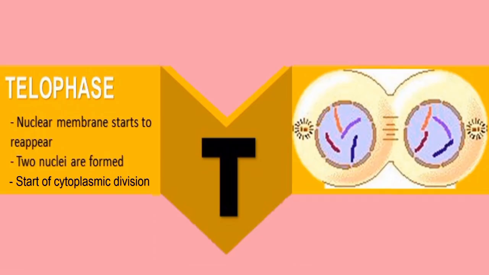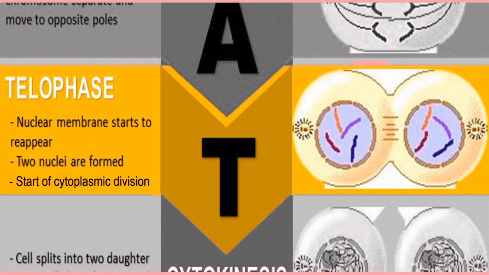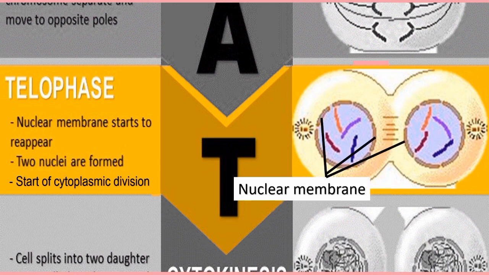After the anaphase, we now have the telophase. So this is the last letter of the acronym PMAT. During telophase, the nuclear membrane starts to reappear, and as you can see, the spindle fibers disassemble, and the chromosomes are now located at the opposite poles or ends of the cell.